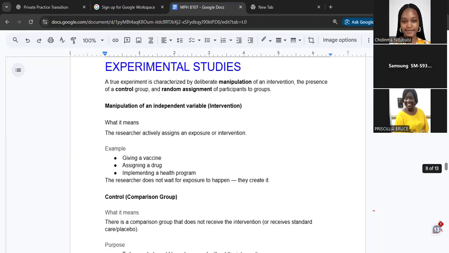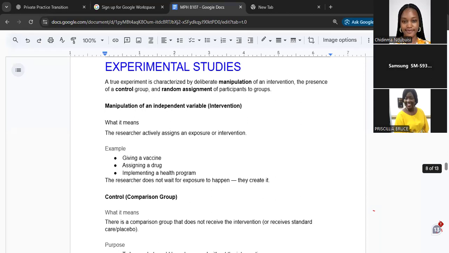Otherwise, there's going to be something called allocation bias. Because what if you just like one set of people and you say, these are the people that I should give this intervention to? Maybe you like people that are dark, or you like people that are fair, and anytime you see those people coming, you'll say, come and join the intervention group. That's where you're going to put that person.